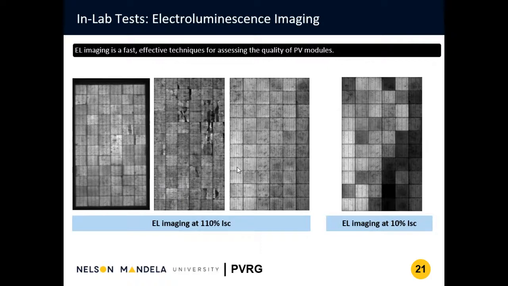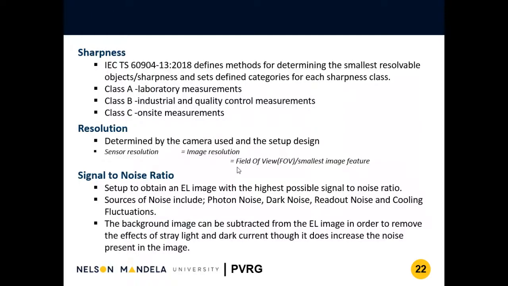So the quality of your EL image is defined by a few parameters. The sharpness of an image is important. This is defined in the IEC standard, which is a technical specification for electroluminescence imaging. And it defines the sharpness by the smallest resolvable object that you can resolve in the image. So class A is appropriate for laboratory measurements.